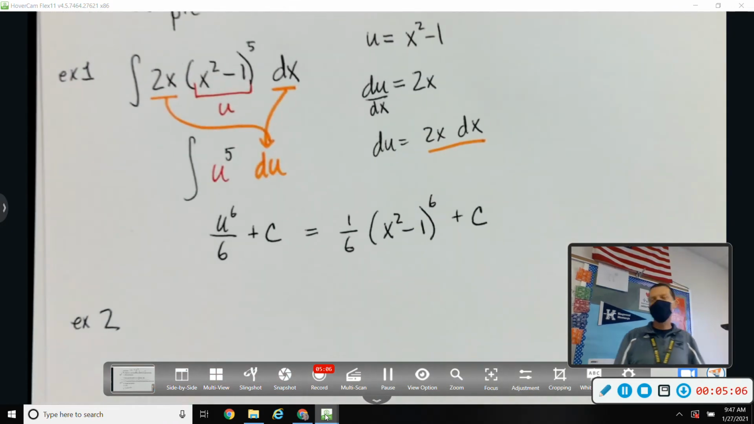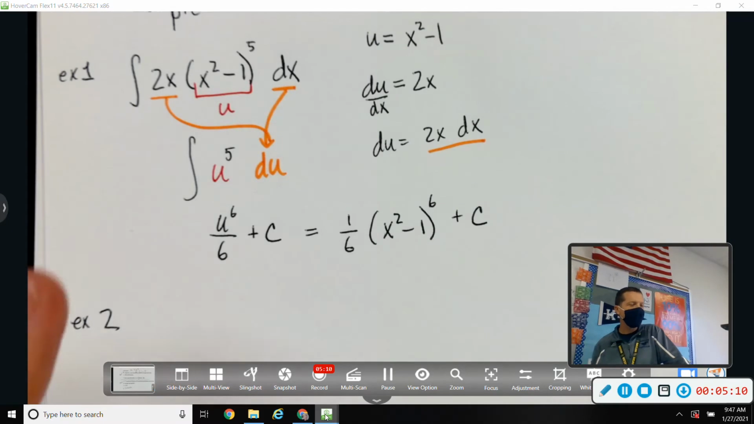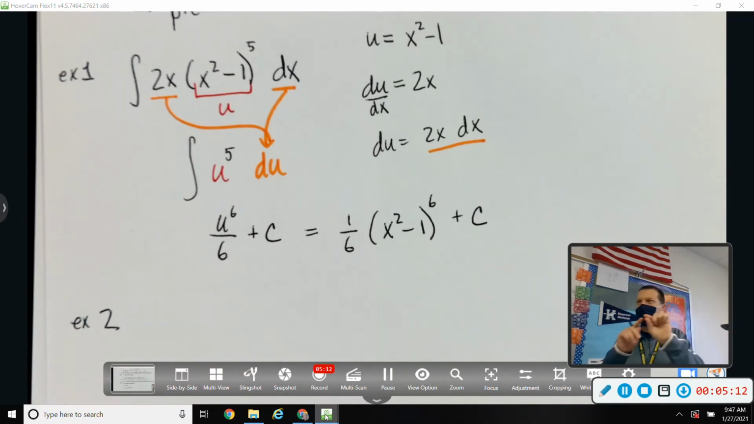This is hard because you just got to practice until you get used to figuring out, oh, if I pick that for u, then du shows up, and it makes this problem a lot easier.